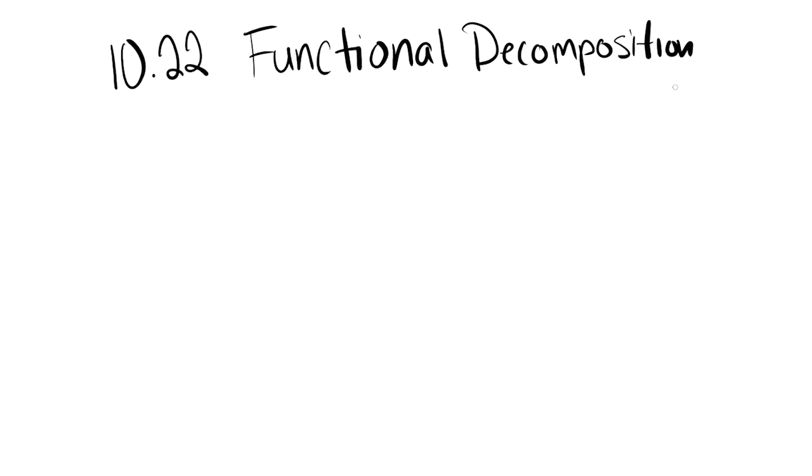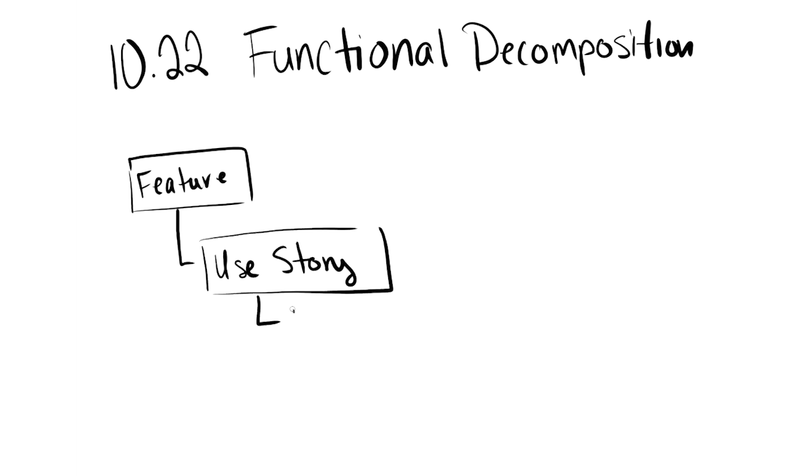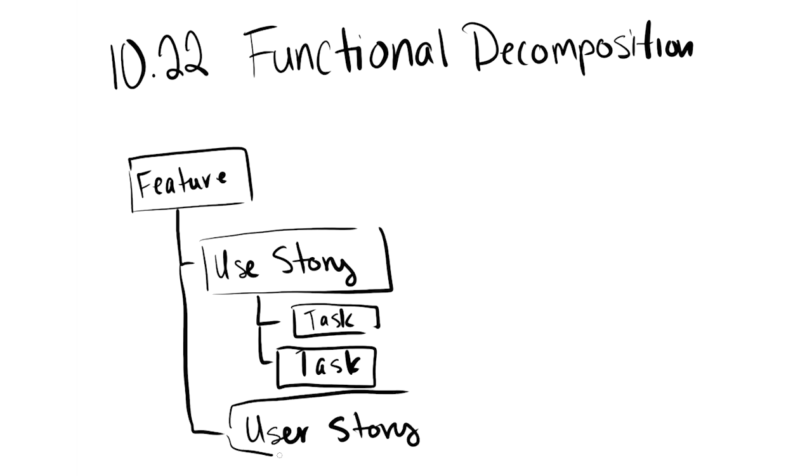10.22, functional decomposition is basically breaking down a high-level thing into its lower-level parts. This might mean breaking down a business requirement into functional requirements for each part of the system that needs to change, or epics or features down into user stories. You'll be doing this a lot as a business analyst. It's kind of your main thing.